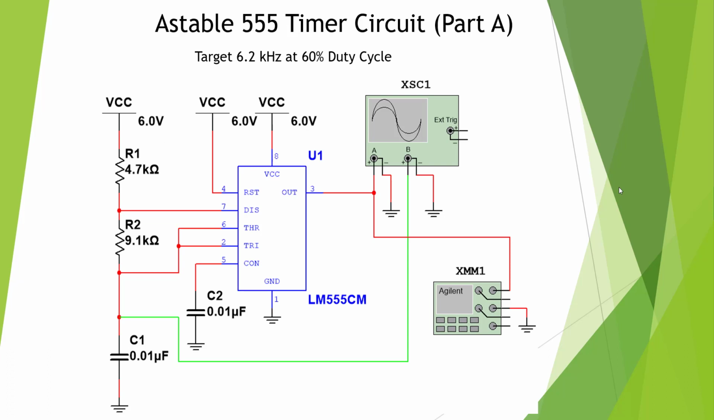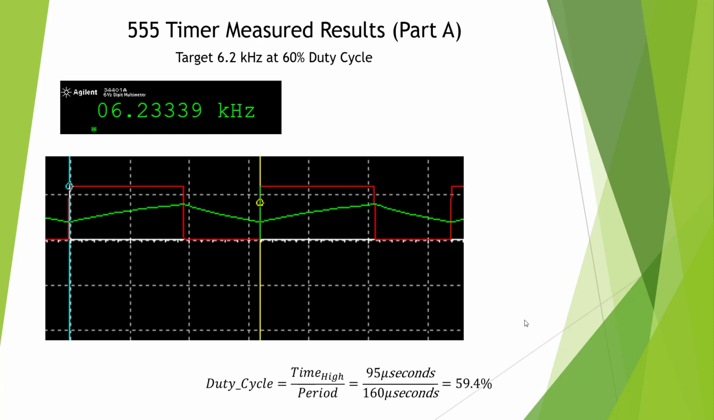Here's our astable circuit trying to achieve this 6.2 kilohertz at 60%. So here's our 4.7K and our 9.1K and our 0.01 microfarad capacitor. And I've hooked up a frequency counter and an oscilloscope. And here's our decoupling capacitor. Here's our output from our 555 timer circuit, and we nailed it. 6.2 kilohertz shows on our frequency counter, and 60% duty cycle. So when I use cursors on our output waveform, I calculate out 59.4%. I'd say that's a pretty good hit.